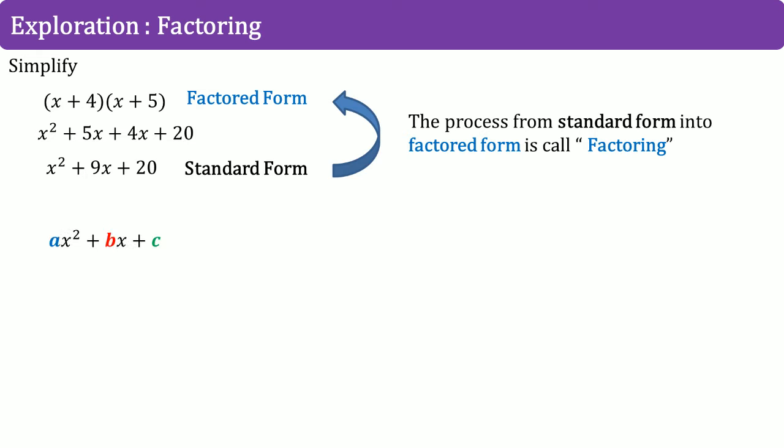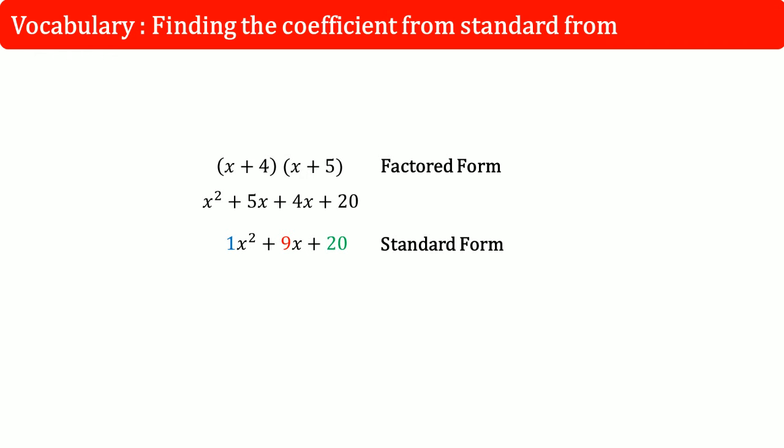Standard form looks like ax squared plus bx plus c. This is the standard form of a basic trinomial, 3 terms. Now that we know what standard form is and what factored form is, we have to learn to isolate certain things. 1. That 4 here in factored form is called the factor. We label this as the p. The second one is called the q. This is the second factor.